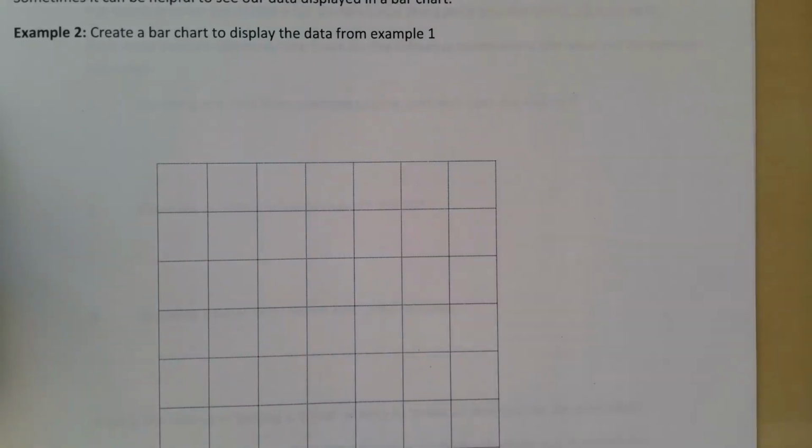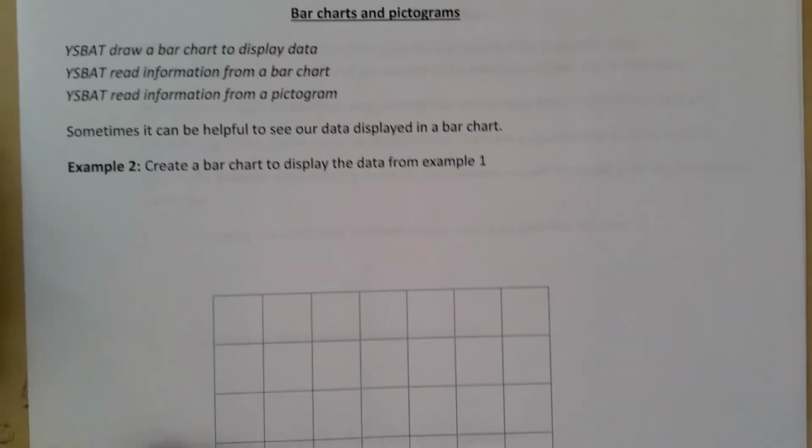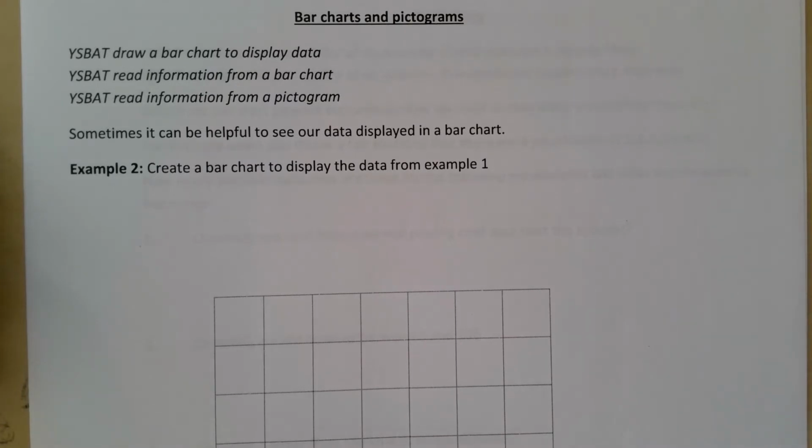So you should be able to draw a bar chart. You should be able to read information from a bar chart. You should be able to read information from a pictogram. Sorry, you can't even see that. Apologies. Sometimes it can be helpful to see our data displayed in a bar chart. So we're going to create a bar chart to display the data from example 1.